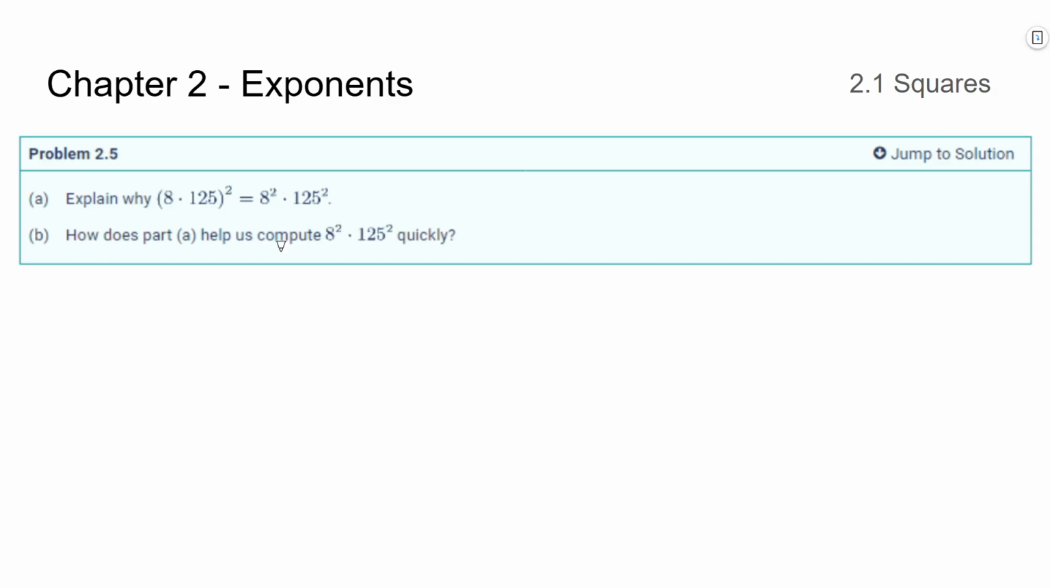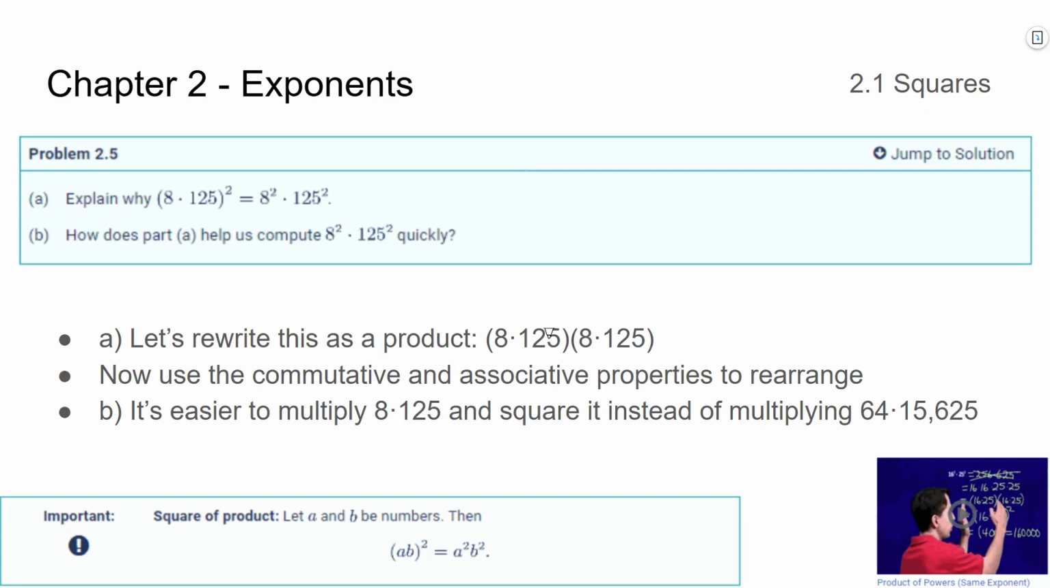Explain why 8 times 125 squared is equal to 8 squared times 125 squared, and how does part A help us compute that quickly? Give that a shot. All right, first go ahead and rewrite this as a product. So 8 times 125 all squared. It's going to end up being 8 times 125 multiplied twice, right? 8 times 125 times 8 times 125. Remember your parentheses. You can't lose track of your parentheses.